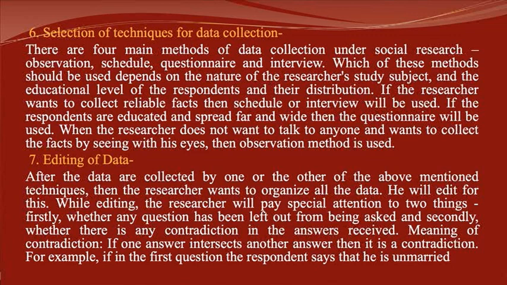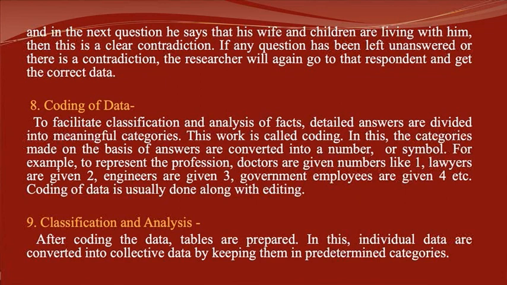For example, if in the first question the respondent says that he is unmarried, and later, after a few questions, when we ask the respondent, he says that his wife and children are living with him, then this is a clear contradiction. If any question has been left unanswered or there is a contradiction, the researcher will again go to the respondent and get the correct data. After editing, the next step is coding of data.